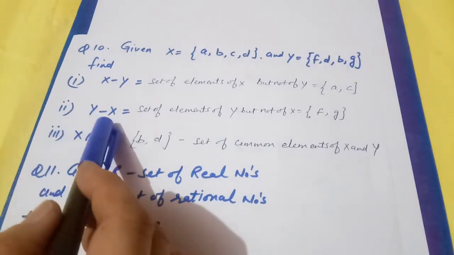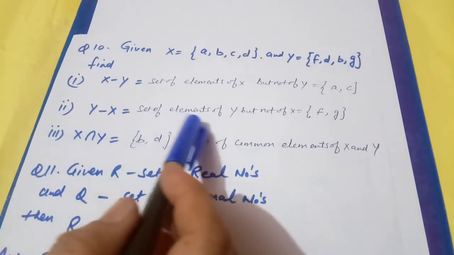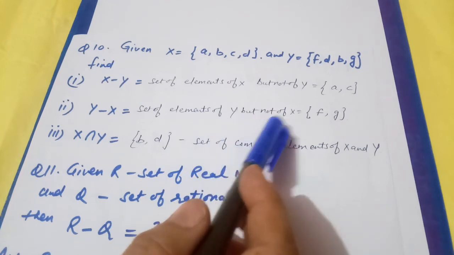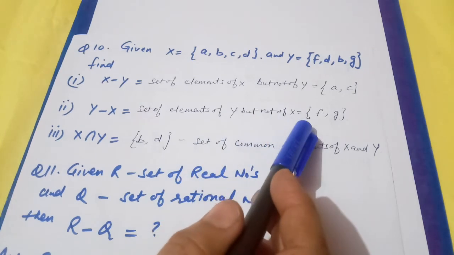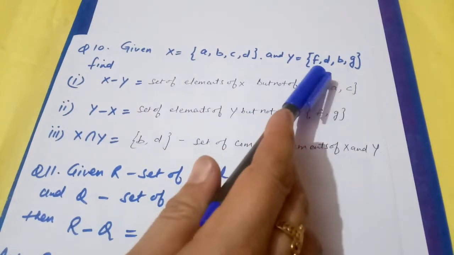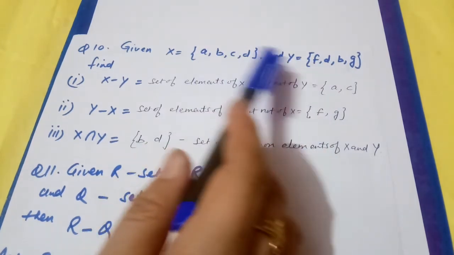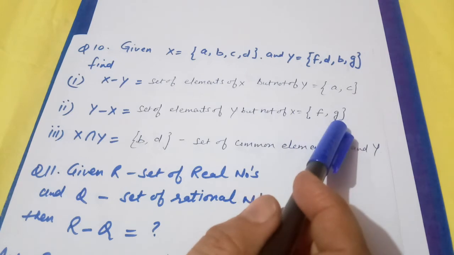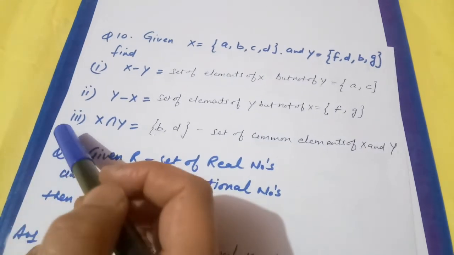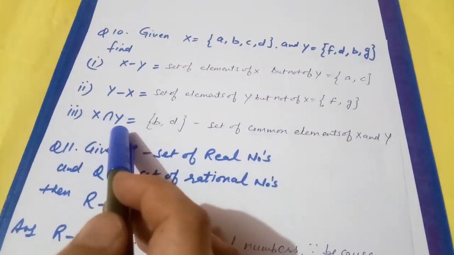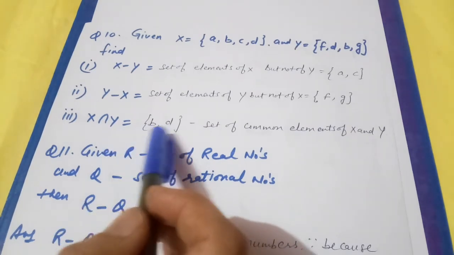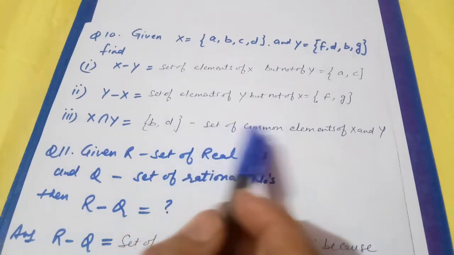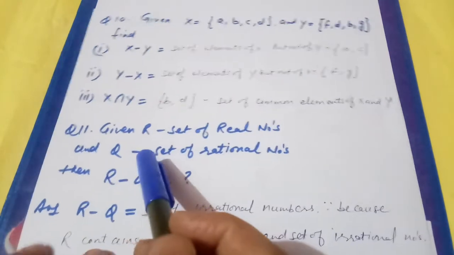Second part, Y minus X. So this is the set of elements of Y but not the elements of X, which is equal to, here we will take the elements of Y but we do not take the elements of X in it. So here it contains the elements F and G. In the third part, X intersection Y. Take the common elements of X and Y. That is B and D. The set of common elements of X and Y.